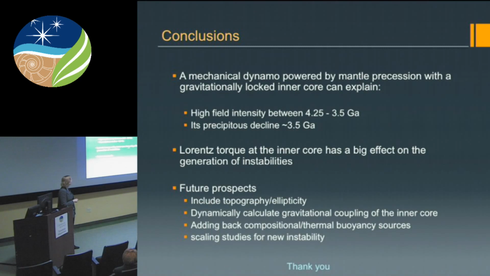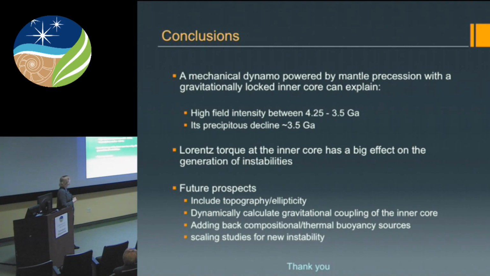The Lorentz torque at that inner core boundary, because you've got that inner core rotating relative to the outer core, that creates a lot of stretching of magnetic field lines there. That really has a big effect on the generation of fluid instabilities and magnetic field instabilities in our scenario. What this means is that, for other planets, if you believe this mechanism might work, it's really important to consider the inner core if you're doing any sort of precessional type dynamo simulations or other types of mechanical driving sources.